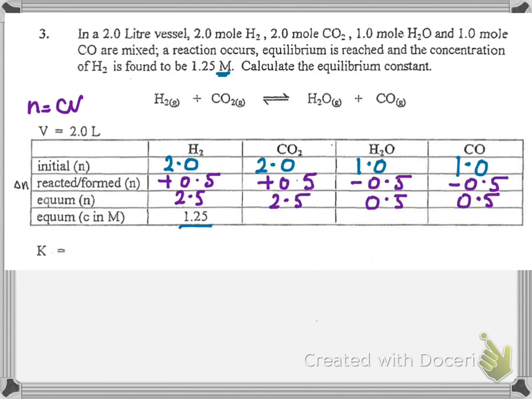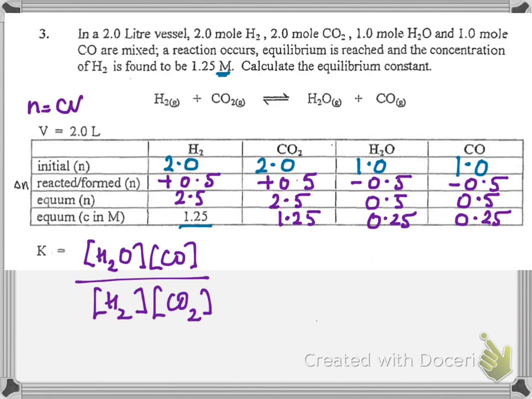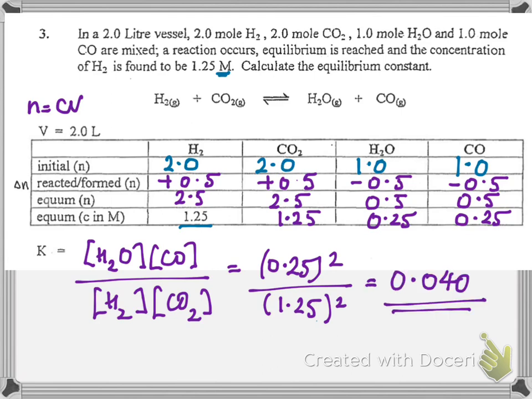Do those calculations. Now we've got to get back into the concentration again. So this time we divide by 2 because of the 2 litres to get those concentrations, and we enter them into the K expression. Because the concentration of water gas and carbon monoxide are conveniently the same, it's going to be 0.25 squared, and same for the two products because they are conveniently the same as each other. So 1.25 squared, and you'll get 0.04. Two significant figures, and this time there are no units.